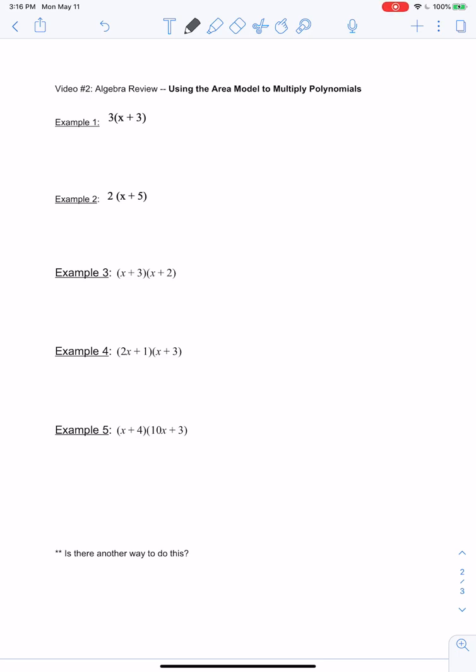Hello again, this is Algebra Review video number 2. So we're going to be talking about using the area model to multiply polynomials.